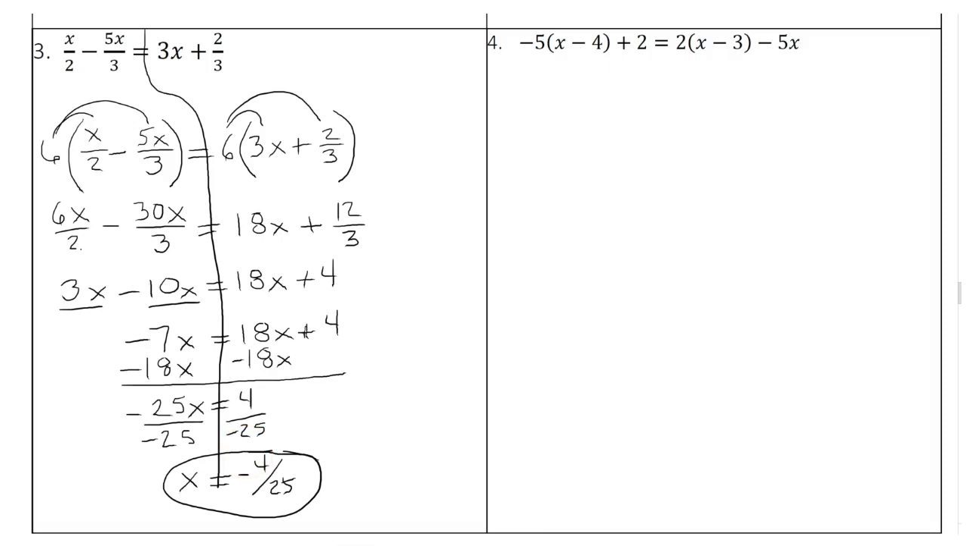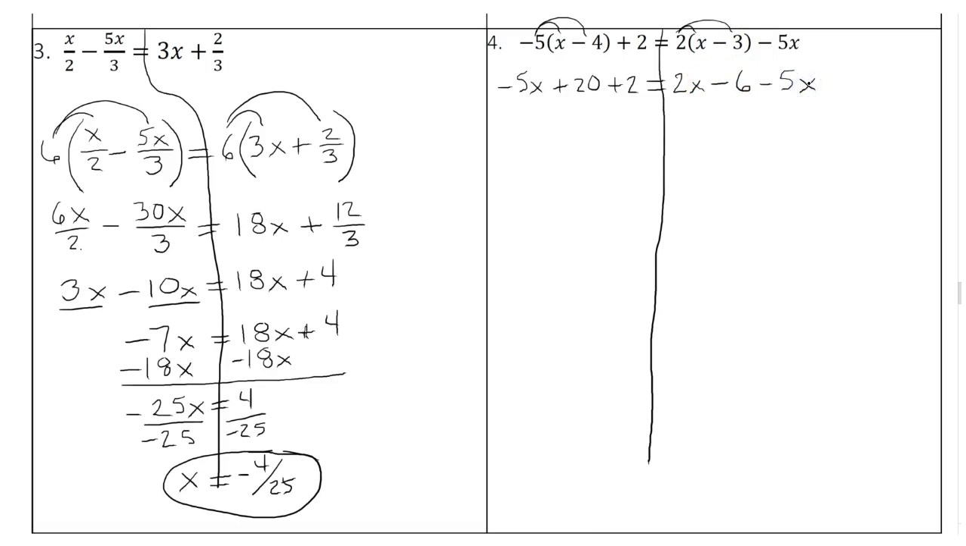Now that you have tried it, check your work. Begin with distribution. Negative 5 times x is negative 5x. Negative 5 times negative 4 is positive 20. Write plus 2. Equals 2 times x is 2x. 2 times negative 3 is negative 6. Minus 5x. Now combine like terms.